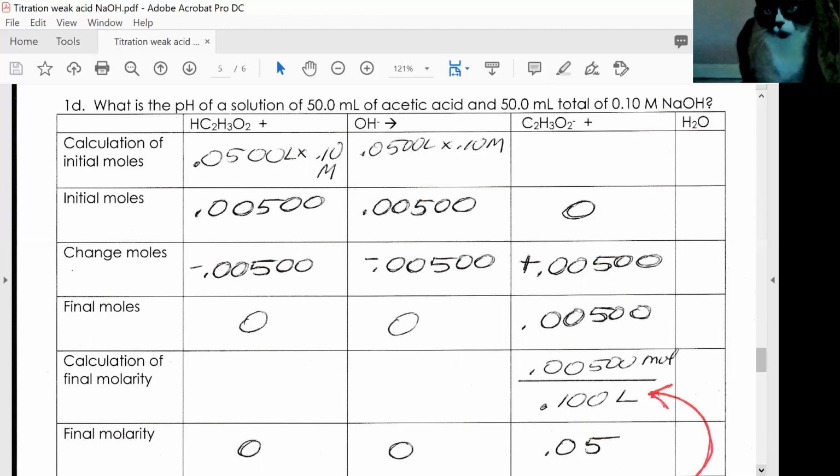Okay, so fill in your change of moles. We're losing 0.00500 moles from the acetic acid and from the hydroxide. We're gaining 0.00500 moles of acetate. So we have 0 moles of acetic acid, 0 moles of hydroxide for our final moles, and 0.00500 moles of acetate. So fill in that row.